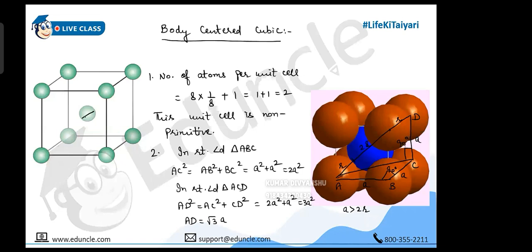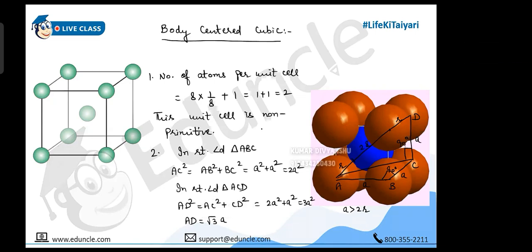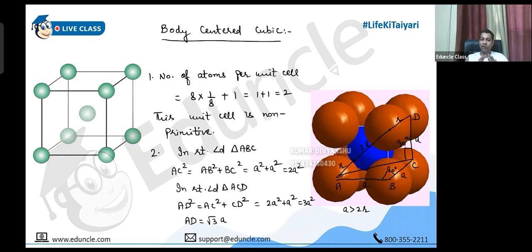Considering all the atoms, the body center has the same radius. All of them are the same radius. Of course, same radius. This is not a void. Only then it is BCC. We are not talking about the void. Otherwise, it will be simple cubic if you consider that one as a void. It is BCC only when all the atoms are of the same radius.